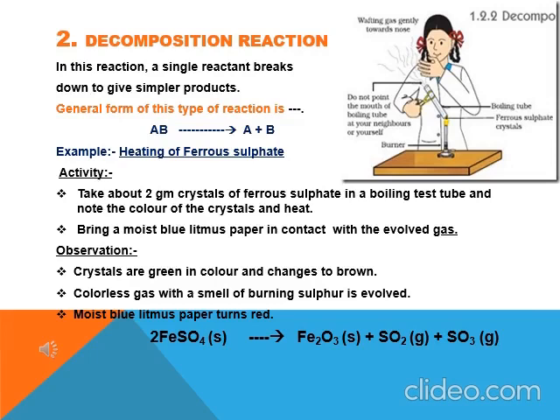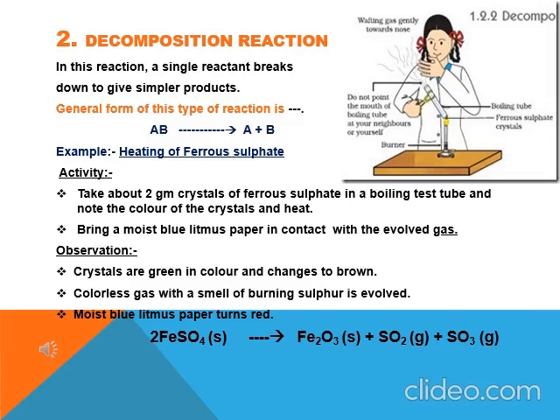We will take ferrous sulfate in a boiling tube and note the color of the crystals, and then start heating this boiling tube. After that, bring a moist blue litmus paper in contact with the evolved gas. Means some gas is evolved during the heating. So we will bring blue litmus paper towards that evolving gas. What we will observe is that the crystals are green in color. We know ferrous sulfate FeSO4 crystals are green in color, and after the reaction these change to brown.